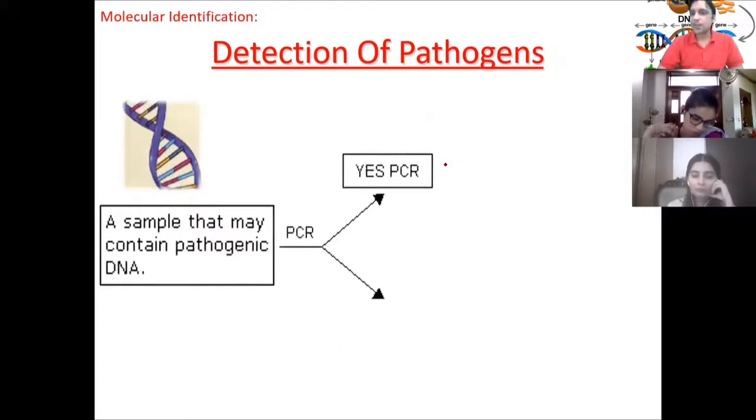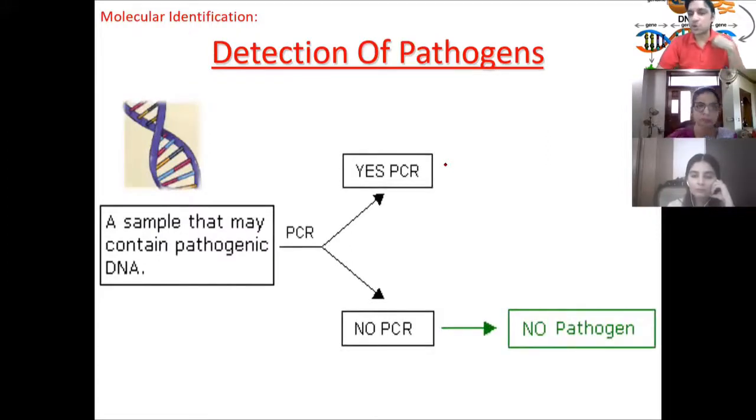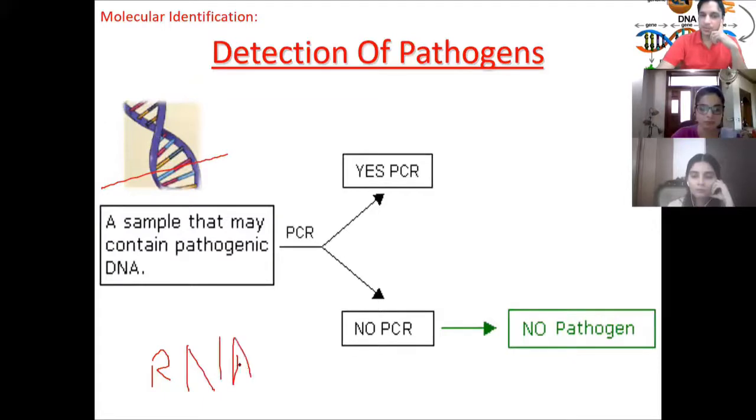We can detect pathogens like we are doing in case of SARS-CoV-2. In case of SARS-CoV-2, the story does not start from DNA, the story starts from RNA. In case of hepatitis B, the story starts from DNA. So the RNA is converted into DNA, and then we analyze the PCR product.